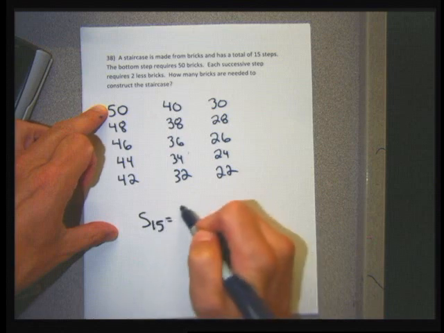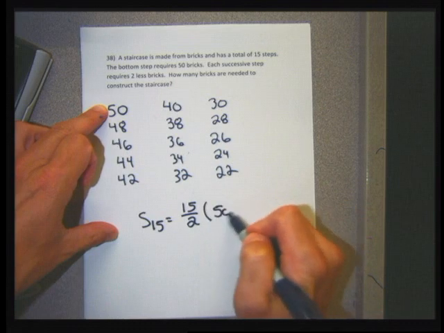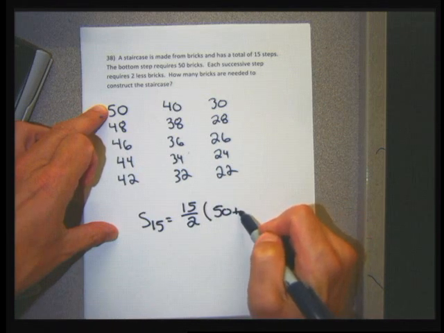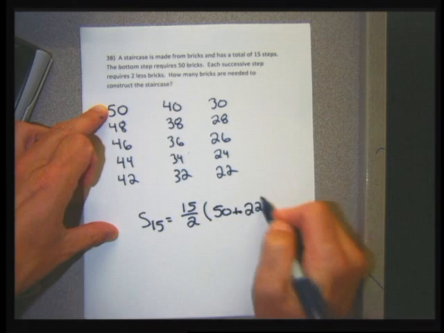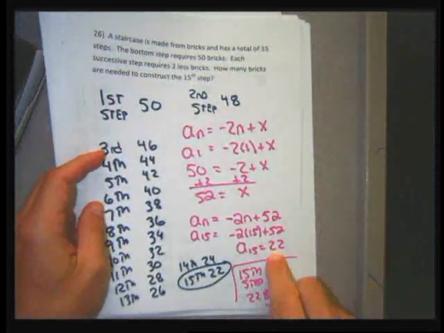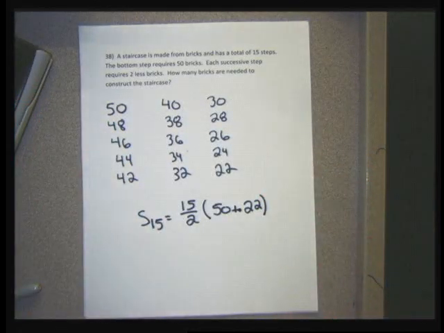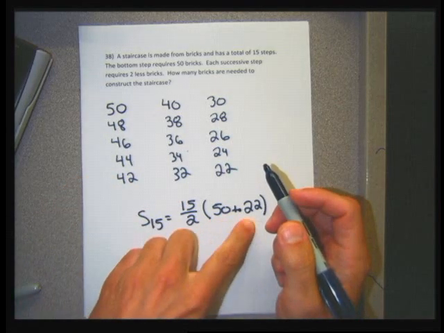It forms an arithmetic sequence, so I'm going to use the formula n over 2, take the first number, which is 50, the number of bricks in the bottom step, plus the number of bricks in the last step, which is 22, which we had already figured out two different ways when we did the word problem for 26, which was that the 15th row had 22 bricks. To find the total number of bricks, I'm using the formula for the sum, n over 2 times a sub 1 plus a sub n.